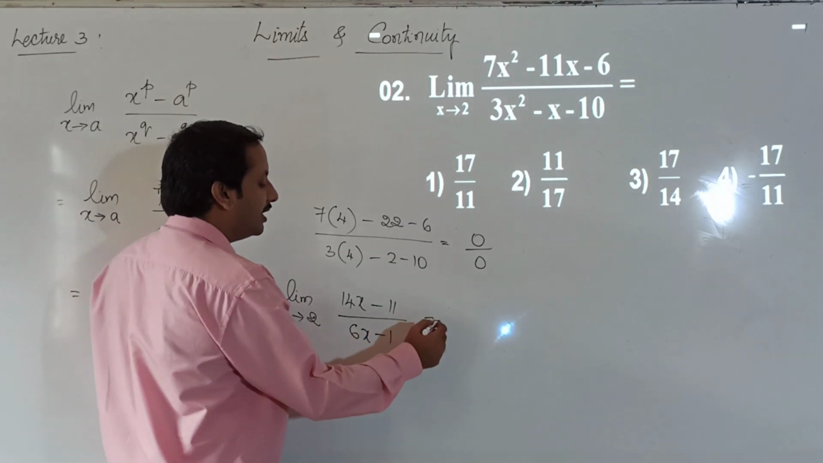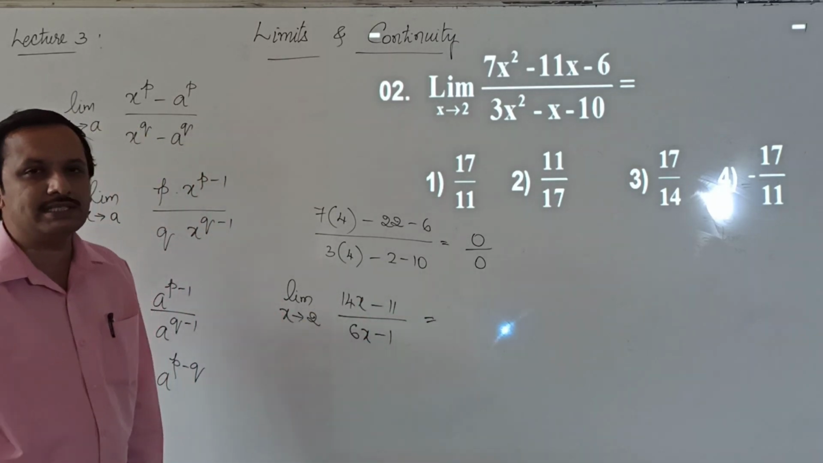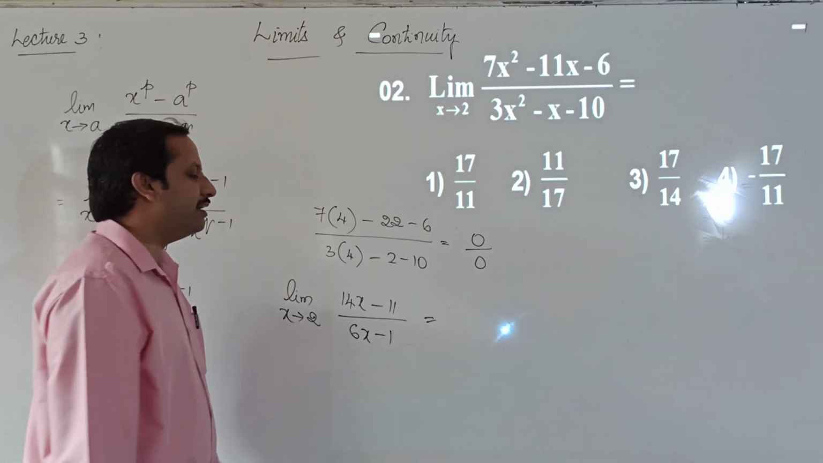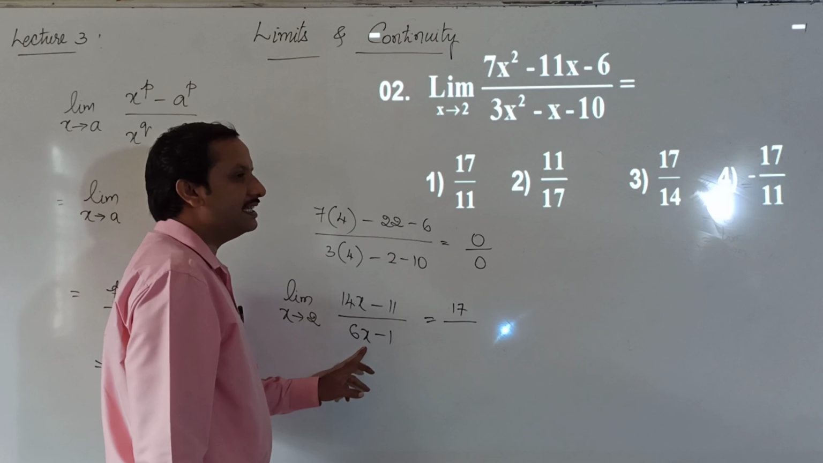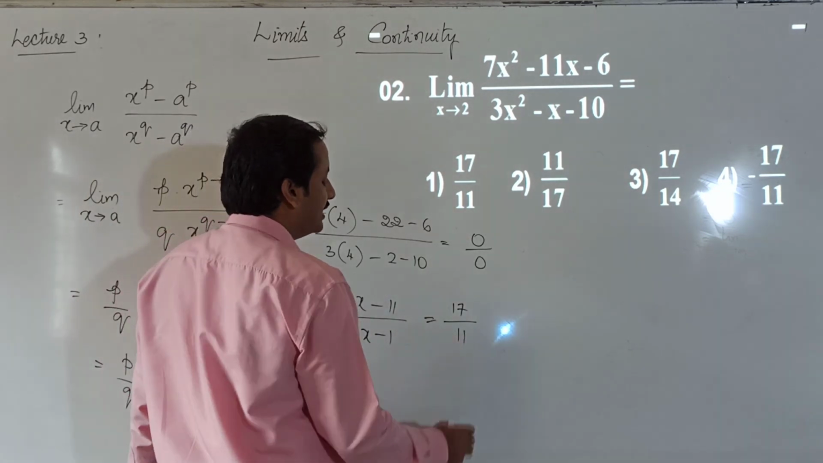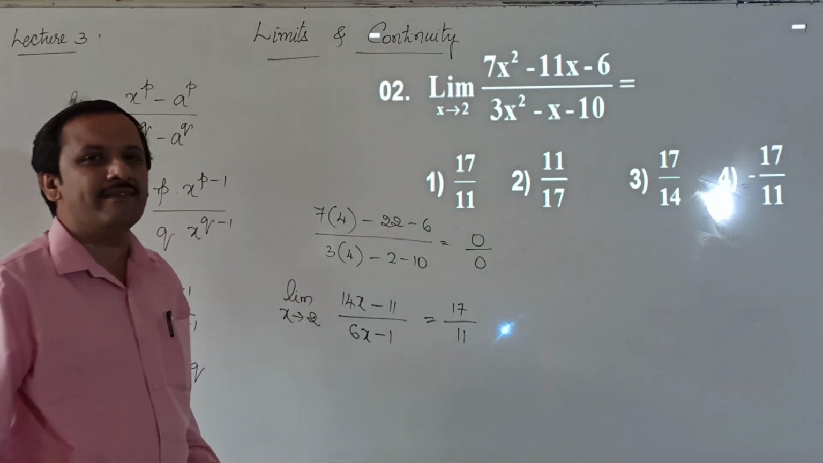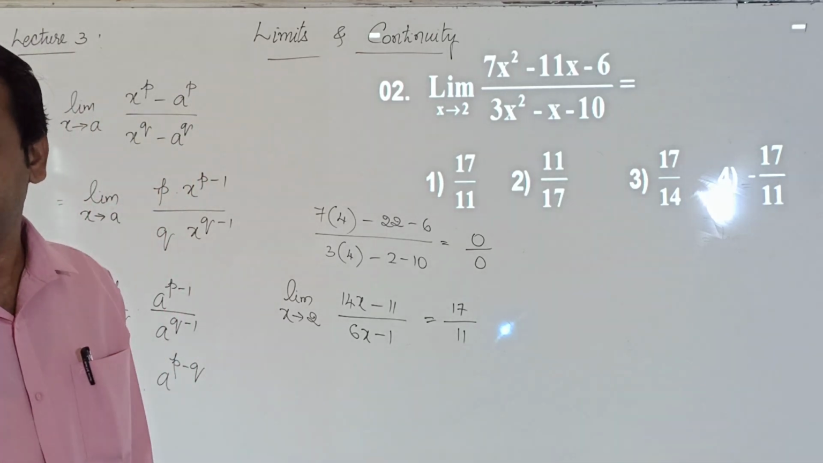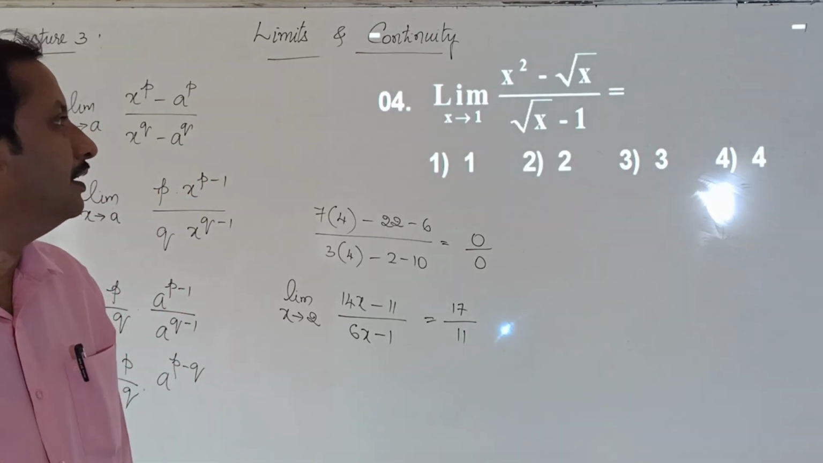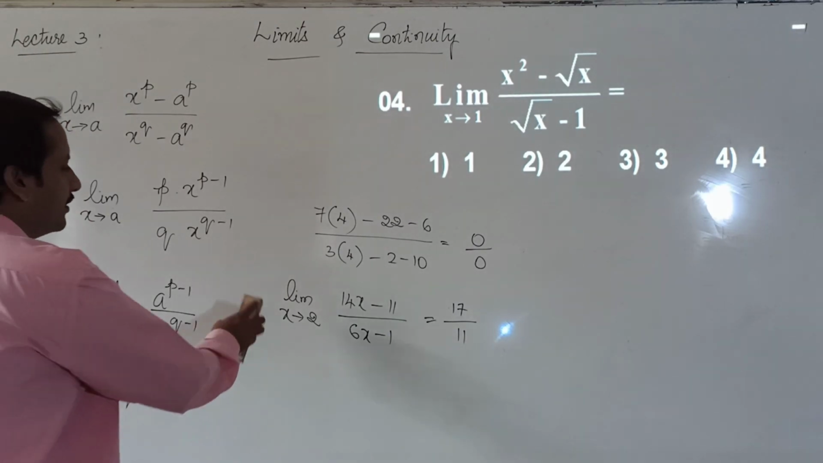Now you apply the limit. 14 into 2 is 28. 28 minus 11 will give you 17, divided by 6 into 2, 12, minus 1 is 11. So the answer is 17 by 11. First option.